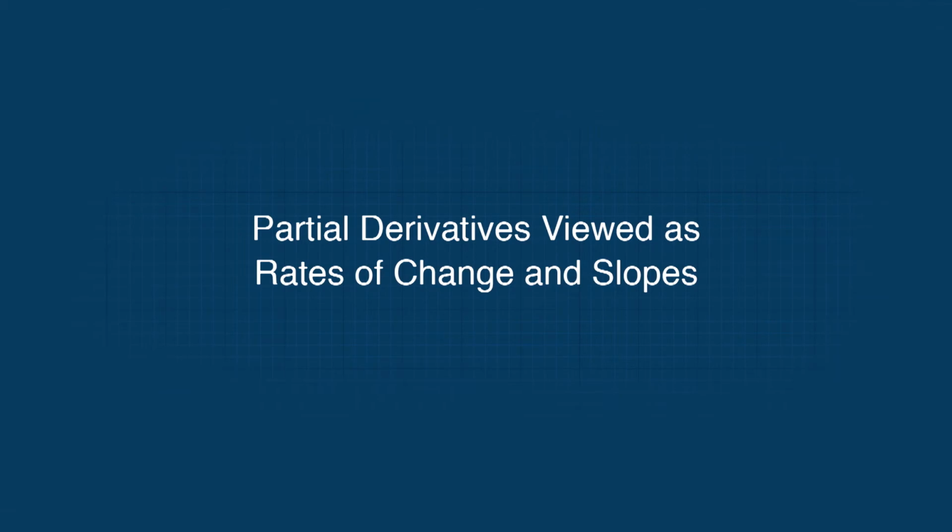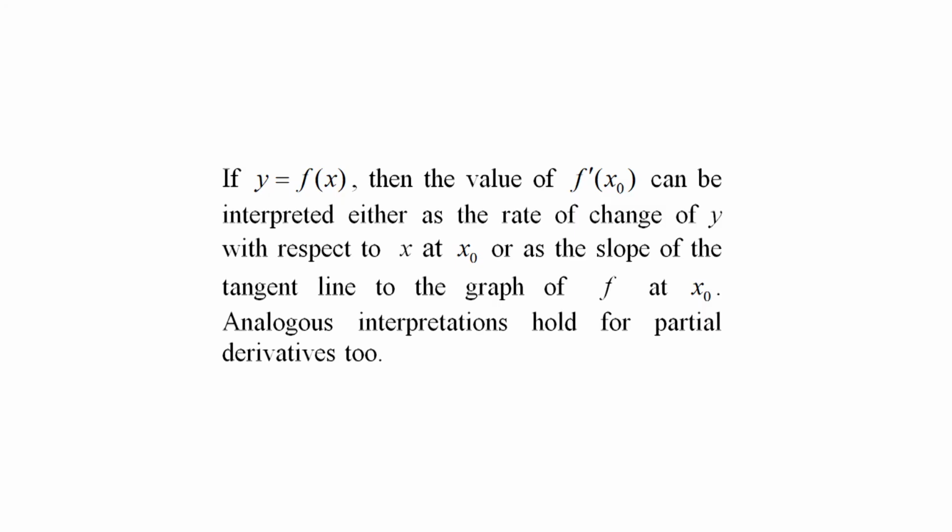Partial derivatives viewed as rates of change and slopes. While discussing the derivatives of functions of one variable, we have seen that if y is equal to f(x), then the value of f prime x naught can be interpreted either as the rate of change of y with respect to x at x is equal to x naught, or as the slope of the tangent line to the graph of f at x naught.